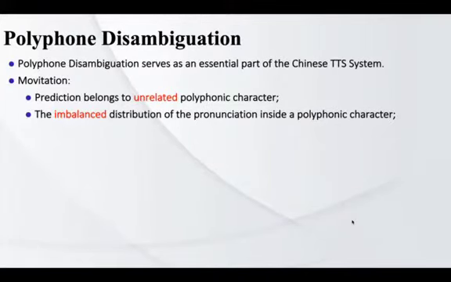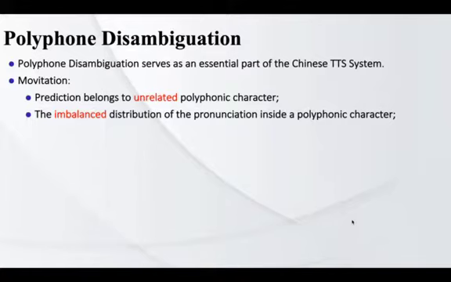And polyphone disambiguation is an essential part of the Chinese TTS system. However, the conventional TTS system would cause the following two situations. Firstly, the conventional system would sometimes predict a pronunciation that belongs to unrelated polyphonic characters. Besides, the conventional system suffers from the imbalanced distribution of the pronunciations inside of the dataset.